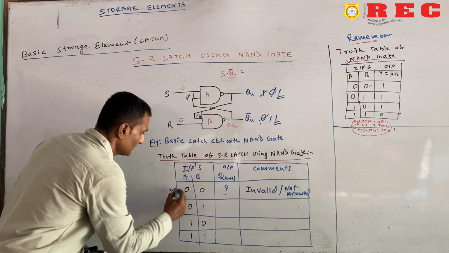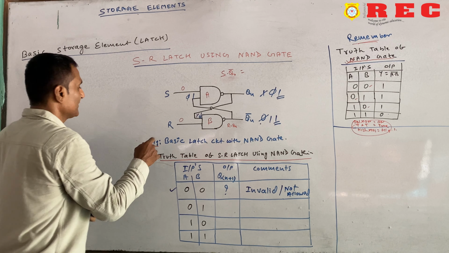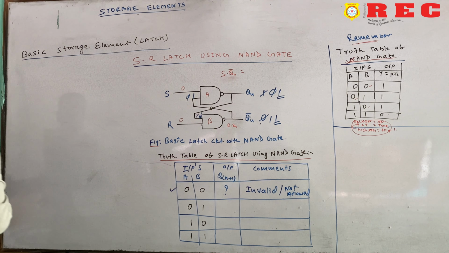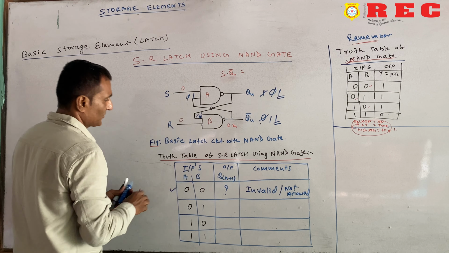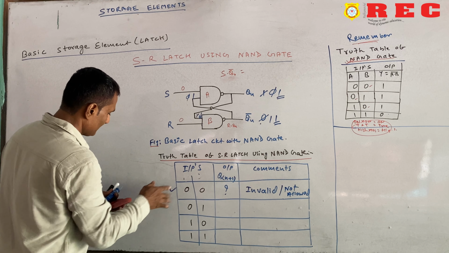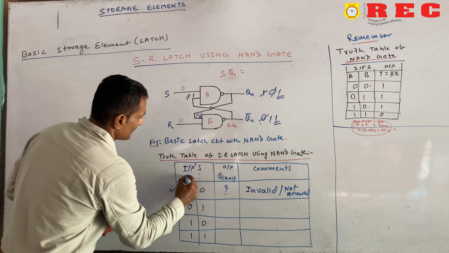Very good. So now we will see the next one. Sorry, I have written here A and B by mistake. This is S and this is R.